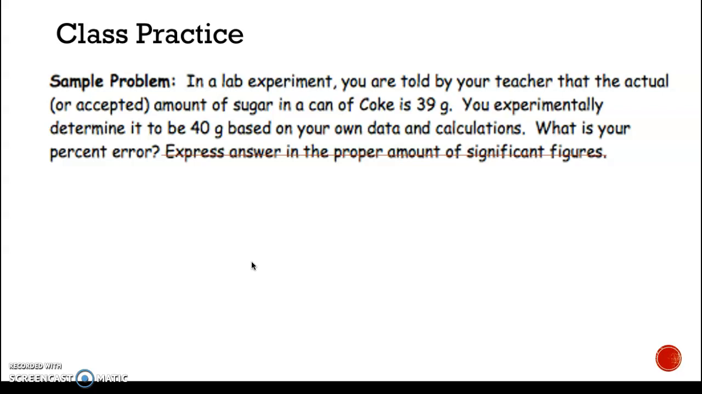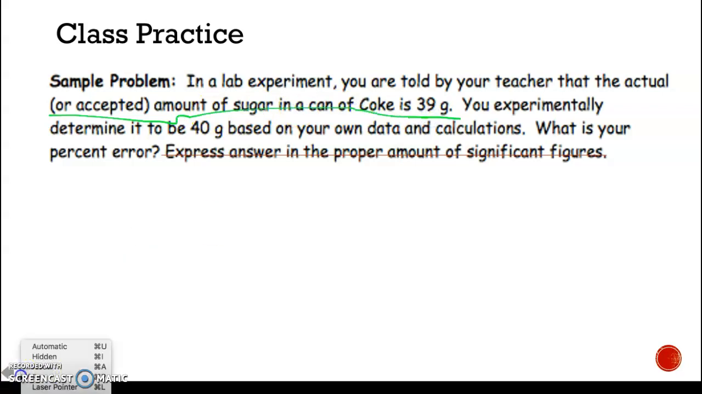Now, one thing I always believe in is pulling out your information. You should be able to read a problem and say, this is the information that I need. Now, if you can't do that, we need to talk. But you should be able to pull out information, a variable, right? So they tell you your accepted amount is 39 grams. I'm going to highlight that in green.